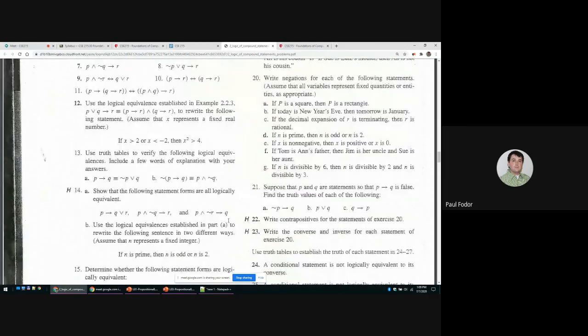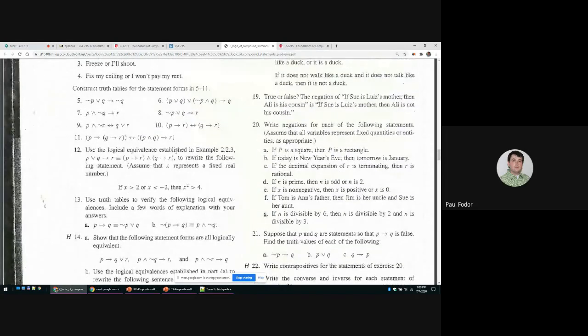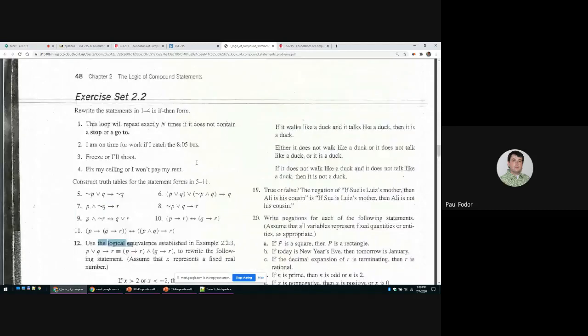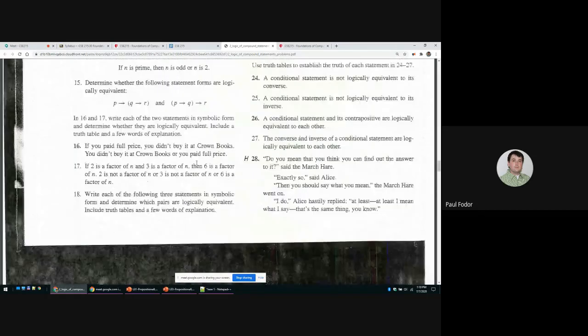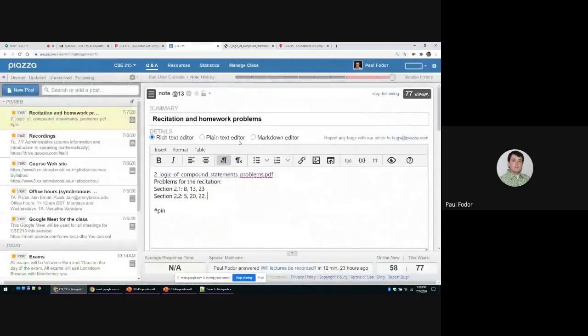I don't see any that are easy. Okay, actually no, this one says to use the ones in the example to rewrite the following statement. I don't see it as straightforward. Okay, I think this is where we stop for the day, and then we basically continue next time.